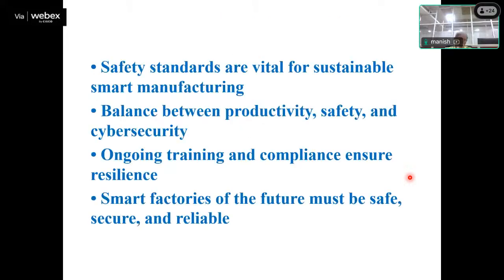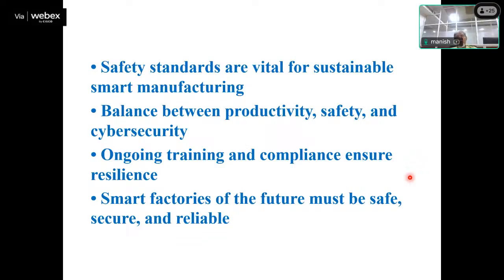So therefore, we can say that for smart manufacturing, the safety standards are vital for making smart manufacturing a sustainable proposition. Then we have to have a balance between productivity, safety, and cyber security. This is a very important point: you cannot increase productivity at the cost of safety or cyber security. You cannot go on increasing safety at the cost of productivity and cyber security. So there has to be a judicious balance among these three components.